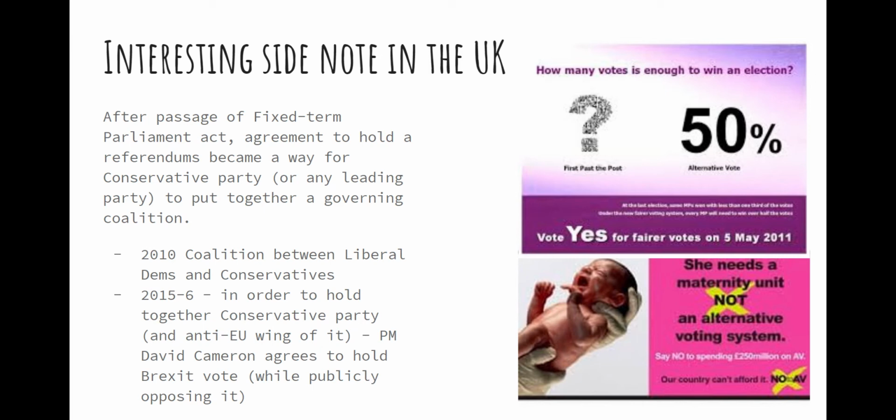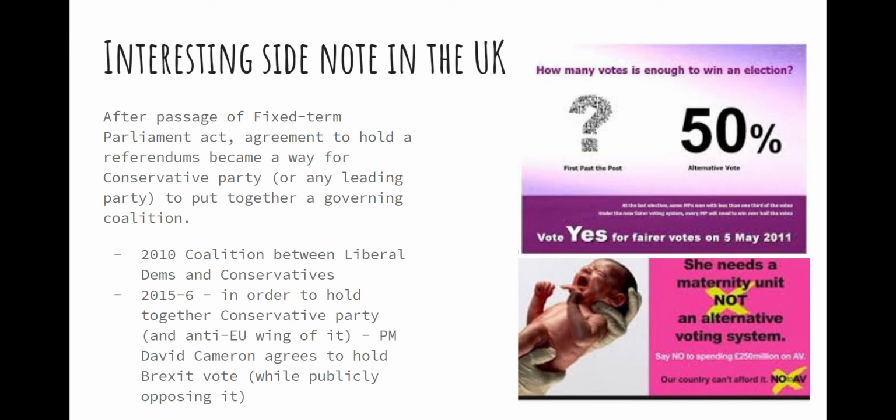But then the Conservative Party, the Labour Party, all of the other parties ganged up on that, and the status quo prevailed. And then if you trace Brexit back to its origins, in order to hold together the majority of the Conservative Party, the Prime Minister at the time, David Cameron, agreed to hold a Brexit vote, even while publicly and privately opposing the idea of Brexit. So he pursued this policy that he didn't actually agree with, to hold his party together.